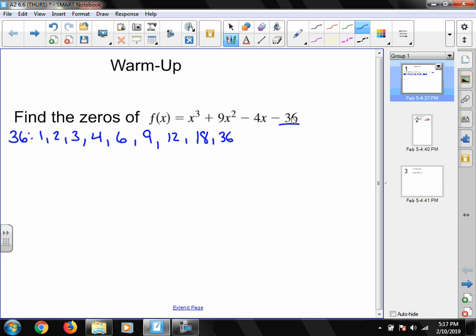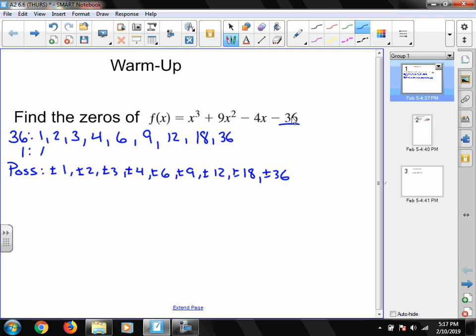However, our factors of 1 are just 1. So our possibilities are plus or minus 1, plus or minus 2, plus or minus 3, plus or minus 4, plus or minus 6, plus or minus 9, plus or minus 12, plus or minus 18, plus or minus 36. Let me go back and put all my commas in. So there's all the possibilities. Hopefully, since you worked this out ahead of time, you know that 1 and negative 1 do not work. So I have to try something else.